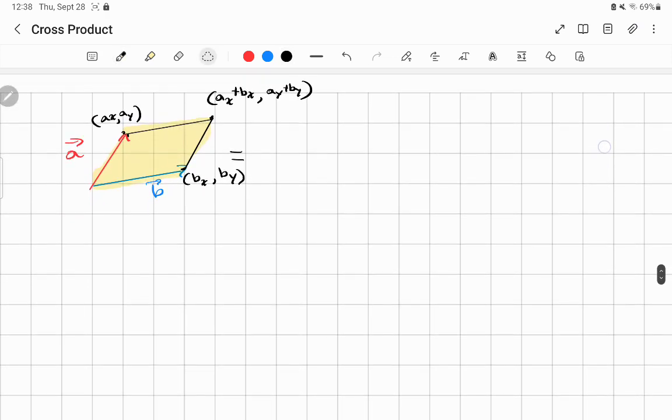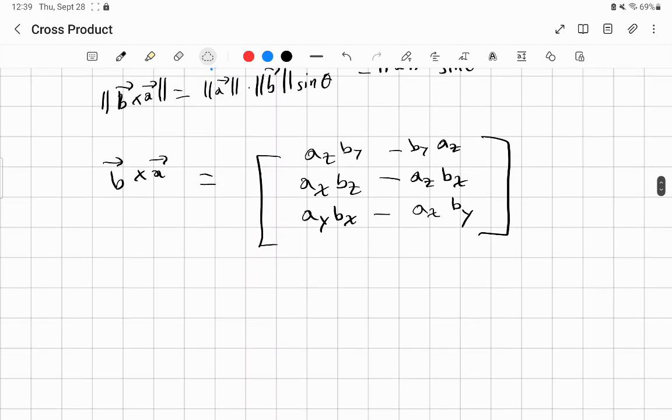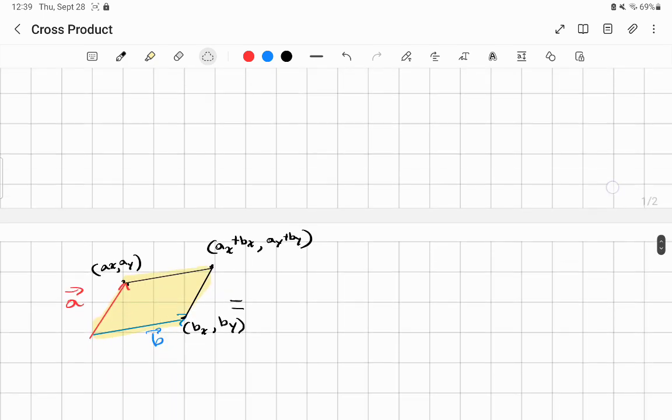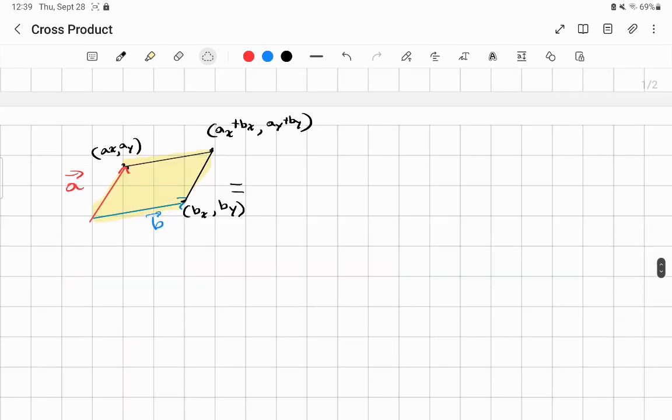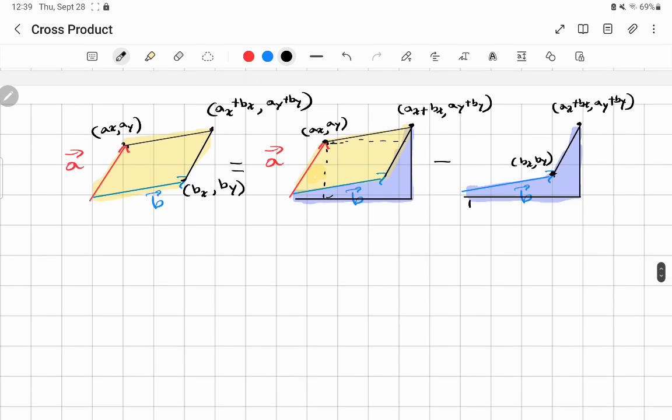Well, the trick is we need to find the area of this parallelogram, right? Let's try to find it, though, without invoking sine theta. Let's try to find it a different way, a more visual way, and see if that gets us closer to figuring out this formula. Okay. I want you guys to think about a more visual way of calculating this formula without invoking any trigonometry, okay? How would you calculate the area of this parallelogram without trigonometry? Well, here's one way to do it, okay?